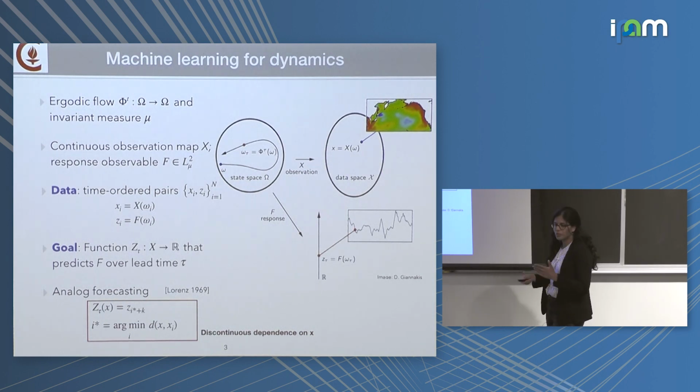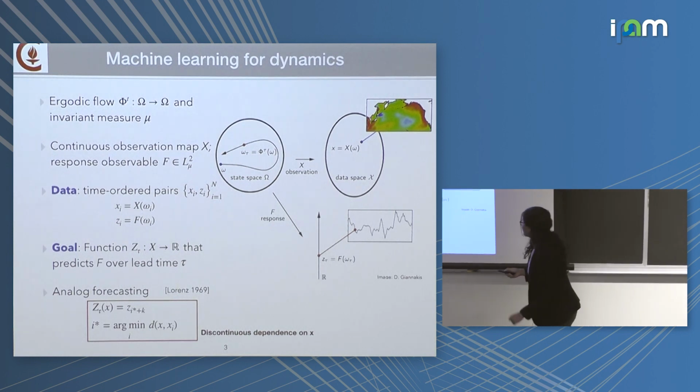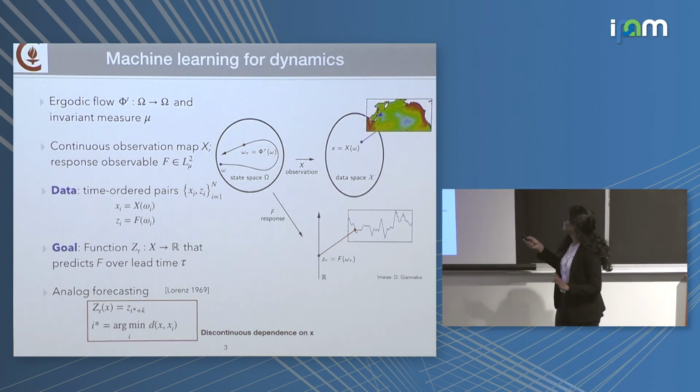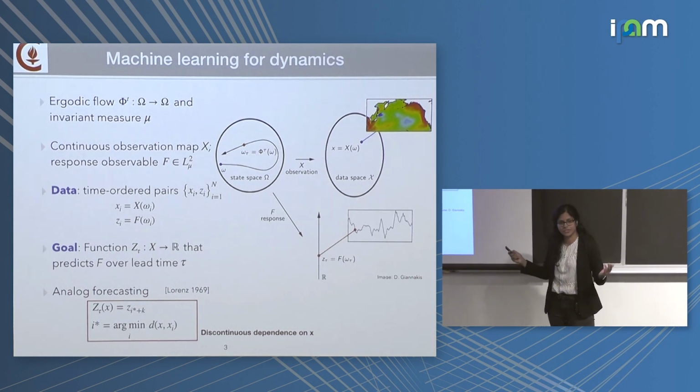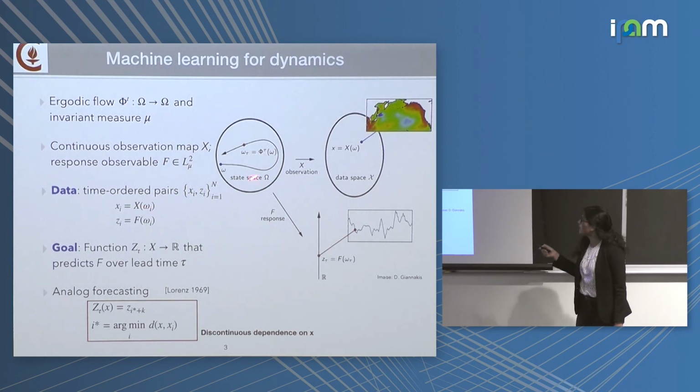So we have these time-ordered pairs of training data, and we would like to construct a predictor function, z tau, that predicts our response variable over a user-specified lead time tau. And this is the basic idea of our method. So given a new snapshot of satellite sea surface temperature data that can be vector valued, we would like to forecast the response variable, or Niño index, associated with that new data tau time steps ahead.